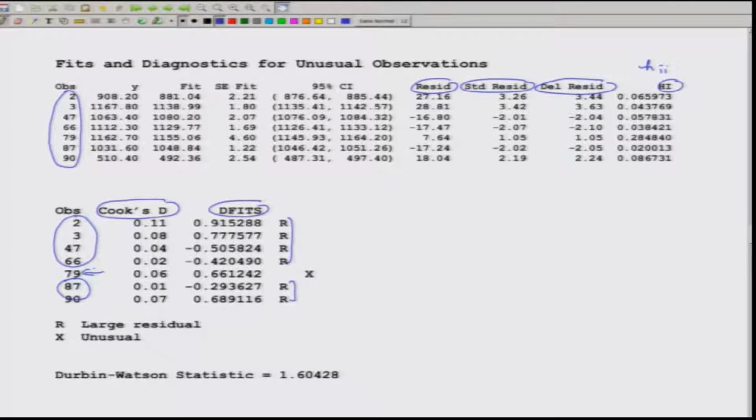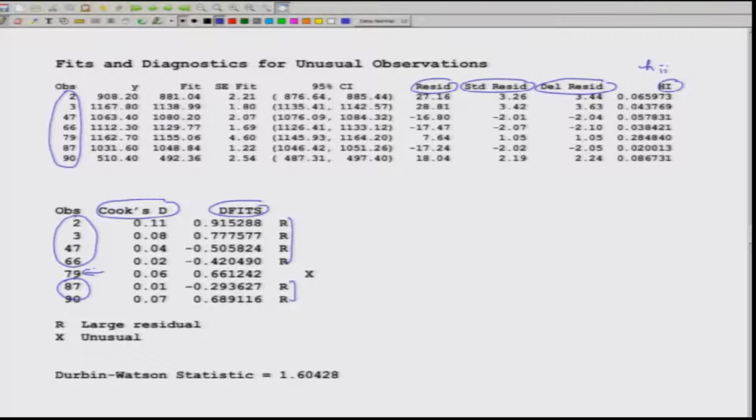So now it is our responsibility to go back into the data and look into the behavior of these observations, and then we have to take a final call whether they are really influential observations, outliers, or unusual observations, or say leverage points.